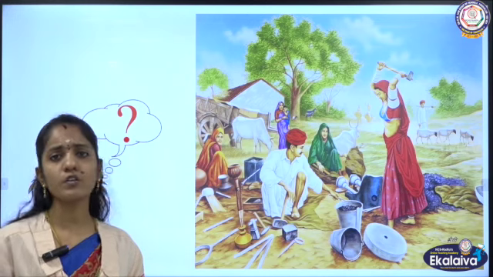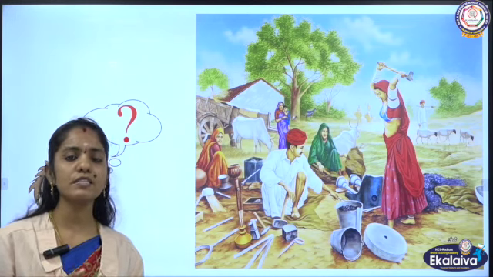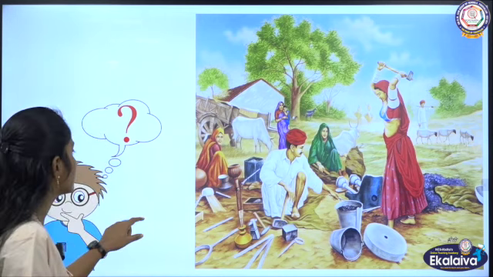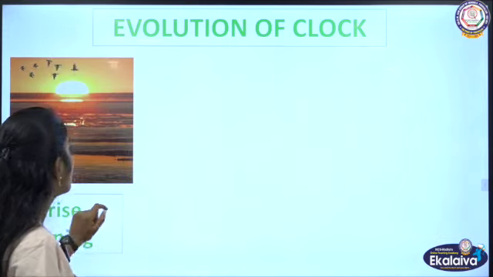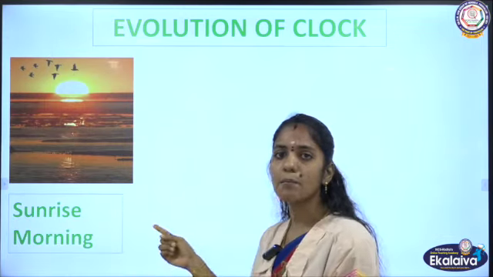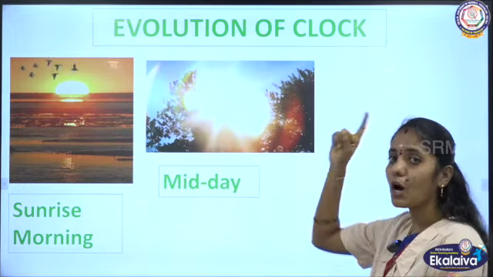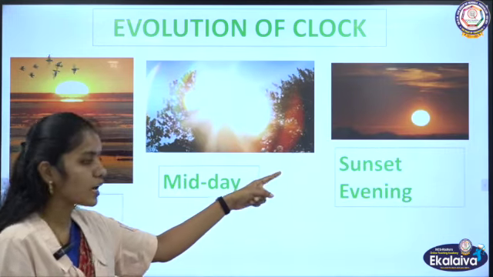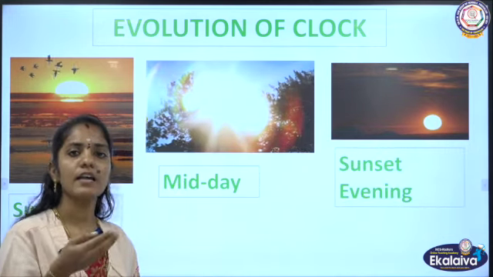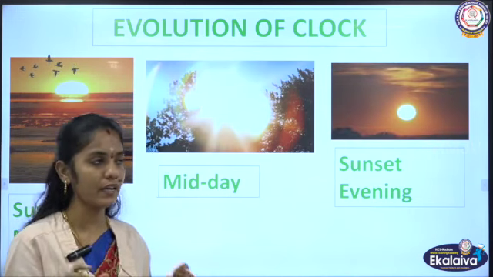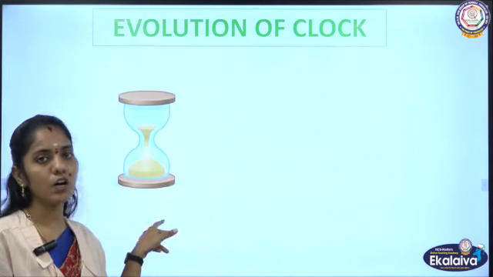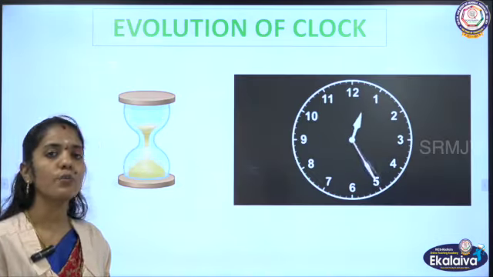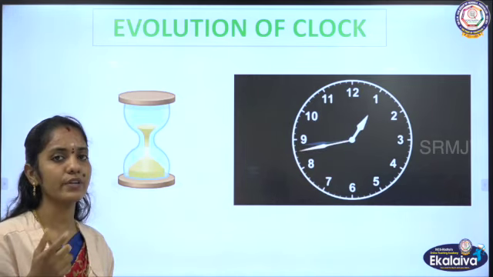Now we have a clock to identify the time. But in olden days, how would people have identified the time without a clock? Let us see about it. When the sun appears, they called it morning. When the sun is straight above the head, they called it midday. When the sun starts to disappear, they called it evening. This is how they measured the day. Later on, they found the sand clock to measure short periods of time. At last, they found the clock which we use now to find time accurately.